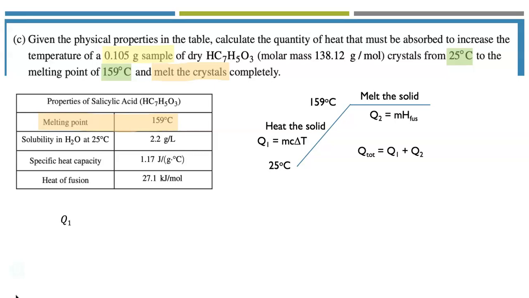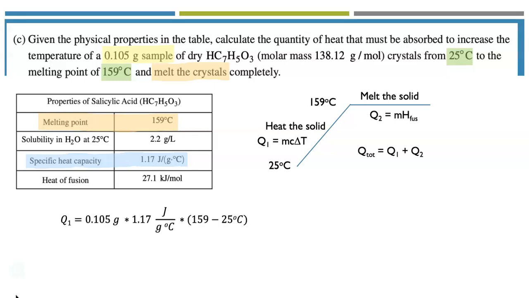So for Q1, calculating the energy required to heat the solid from 25 degrees Celsius to 159, I have to use the specific heat capacity of the solid, which we're told is 1.17 joules per gram per degree Celsius. And I also want to point out that the mass of the sample is 0.105 grams. We're not using our answer from part A here.